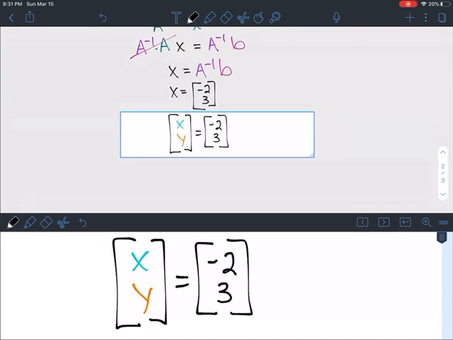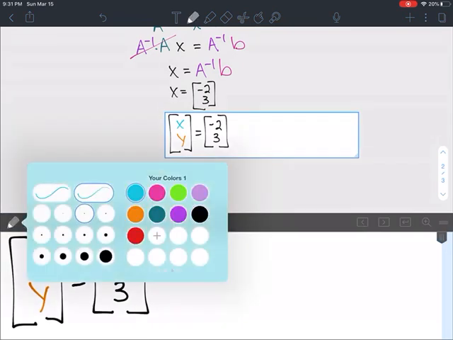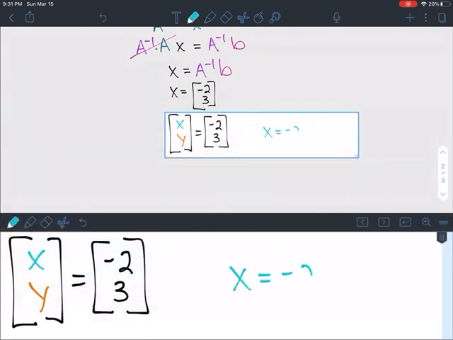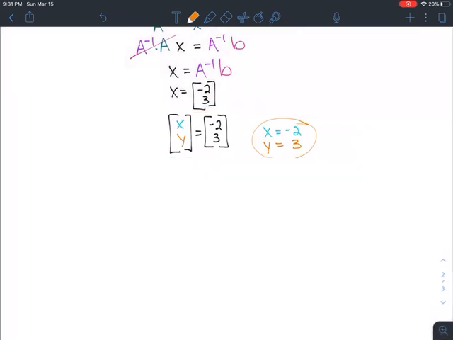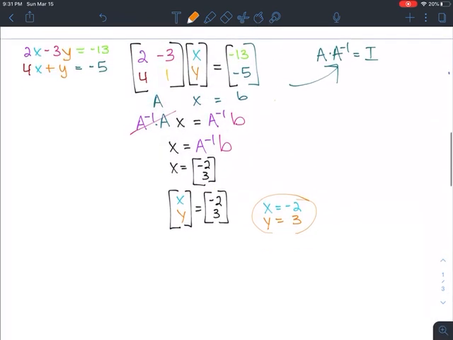So what does that tell me? Well, that tells me that my X is -2 and my Y is 3. So this tells me the answer to my system of equations. It seems like a lot of work, but since you can do it all in the calculator, it moves pretty fast.